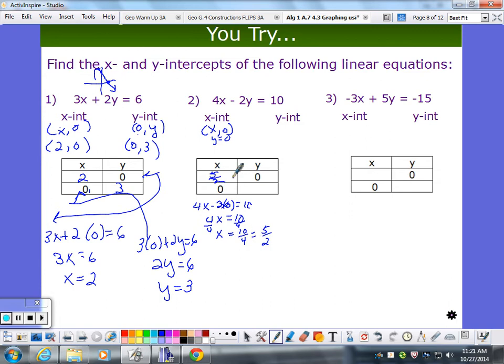5 halves. And then y-intercepts are when they look like this. 0, y. That's a y-intercept. X is 0. So 4 times 0 minus 2y equals 10. Well, 4 times 0 is 0, so it's just -2y equals 10. Divide both of these by -2, and y equals -5. 0, -5.